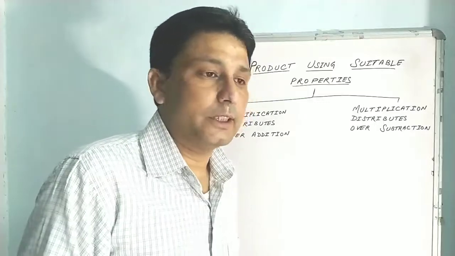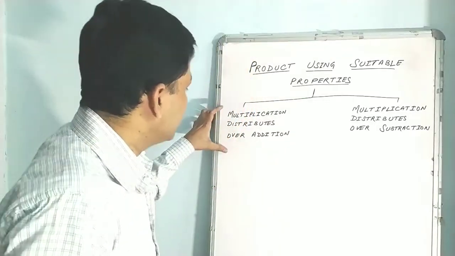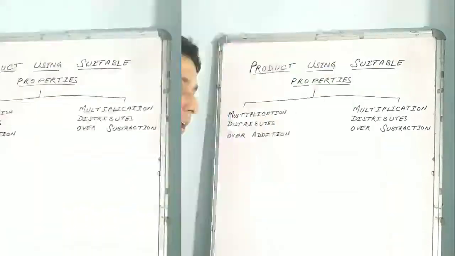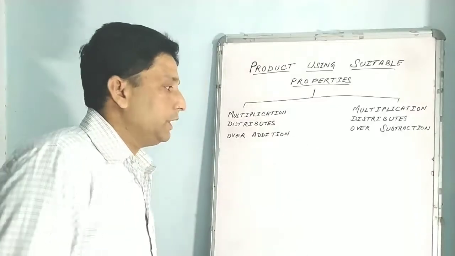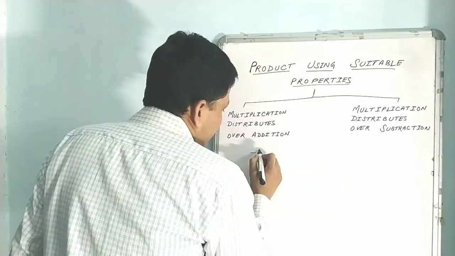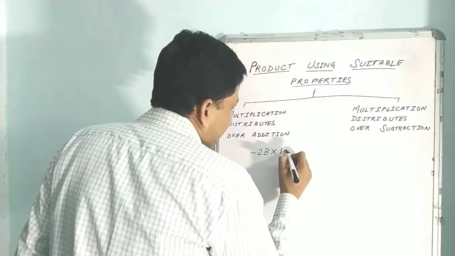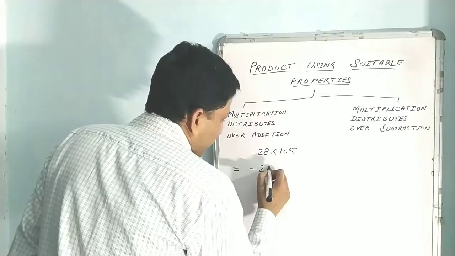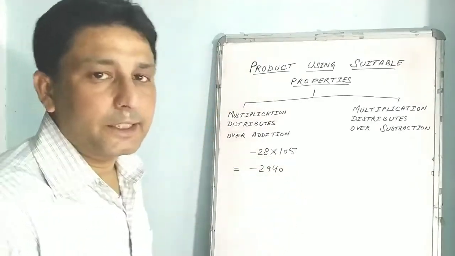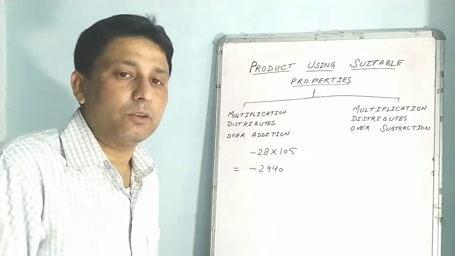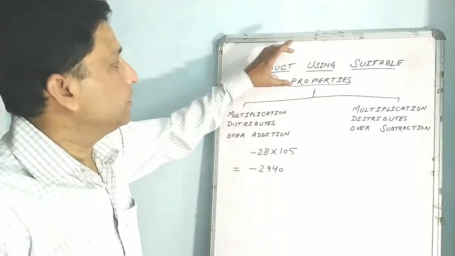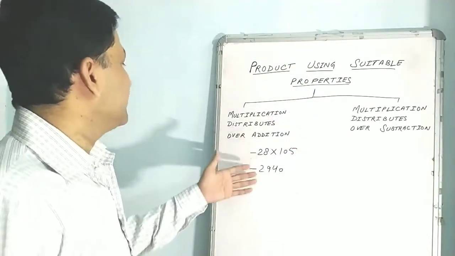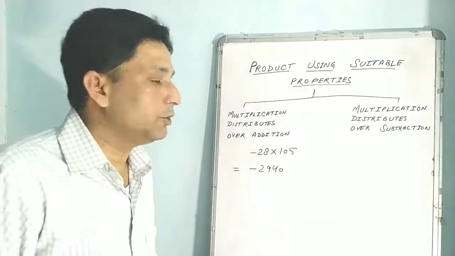There are two properties. You can see that one is multiplication distributes over addition, and the second one is multiplication distributes over subtraction. Let's take an example for understanding these properties. If I write minus 28 into 105, and here after multiplying if I write minus 2940, you can see that the answer is correct but the concept is wrong, because according to the topic, product using suitable properties, you will have to use any one property: multiplication distributes over addition or multiplication distributes over subtraction.